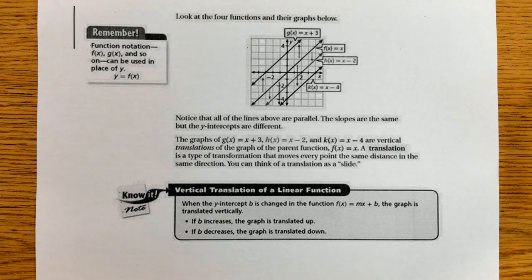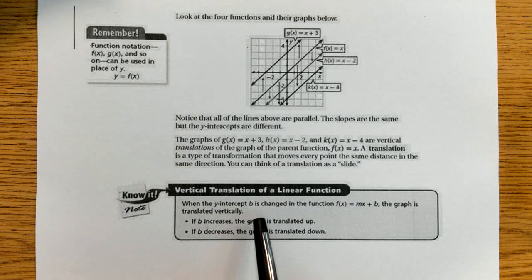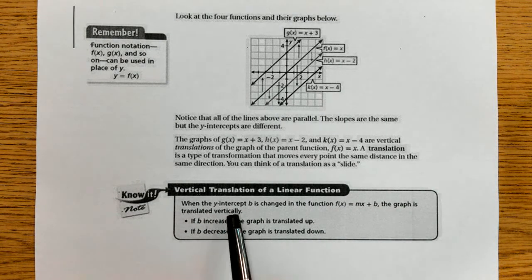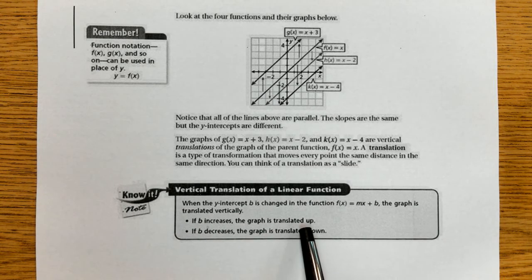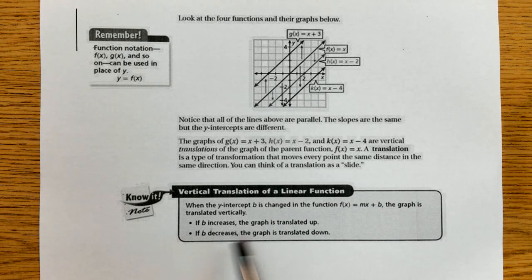So a translation is a type of transformation that moves every point the same distance in the same direction. You can kind of think of a translation as a slide. You're just sliding it up or sliding it down. Okay? So when a y-intercept b is changed in the function f of x equals mx plus b, the graph is translated vertically. So if b increases from whatever their original was, the graph translates up. And then if b decreases, it moves down.